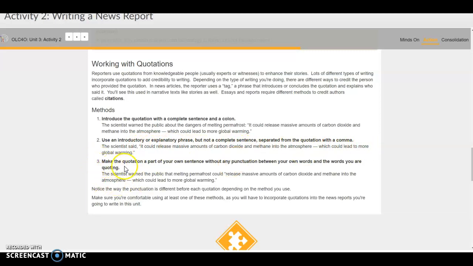A third way that you can use is you can make the quotation a part of your own sentence without any punctuation between your words and the words you were quoting. So you could say, the scientist warned the public that melting permafrost could release massive amounts. Notice how there's no punctuation here? The writer has used their own words, but found a way to creatively lead right into the quotation that they want to provide from the scientist. All 3 of these methods are fine. Whichever one you're more comfortable using is fine, but you're going to have to include quotations in the news reports that you write in this unit. So it's important that you understand how to use at least one of these methods well.